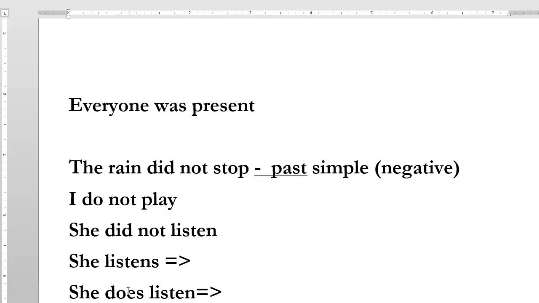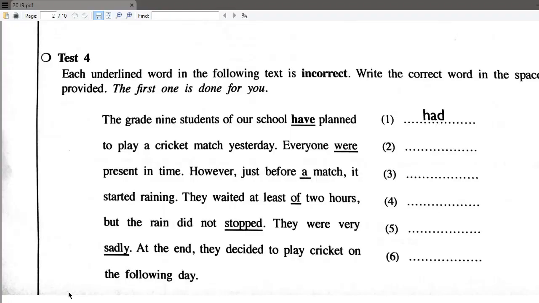But my dear children, because of using does, the word do here, this S is cancelled out and it is replaced here. So take this into mind as we are doing a seminar type of activity. Let's go fast. They were very sadly, no, you can't say that. You can say they were very sad. They were very sad. At the end.